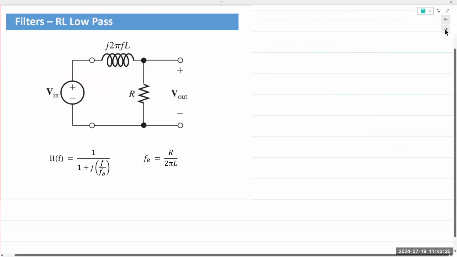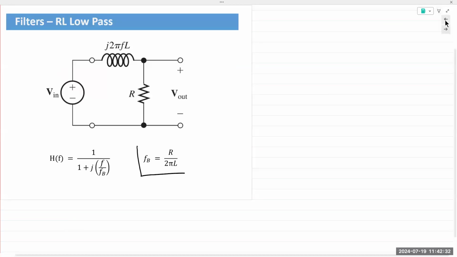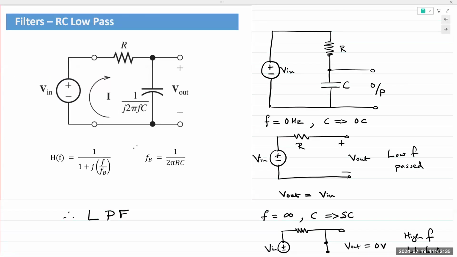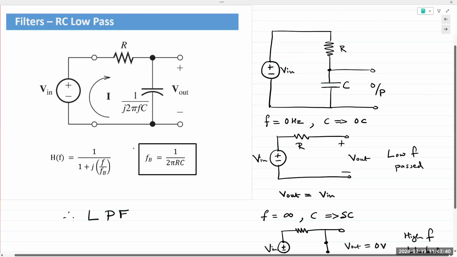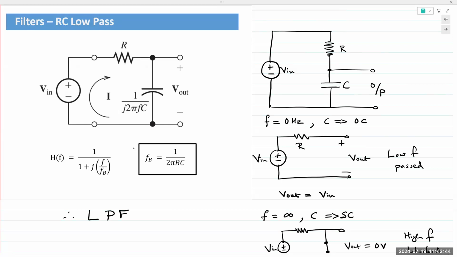So there are some equations for the transfer function and the break frequency. Break frequency is a constant and it depends on the values of the resistor and the capacitor. FB for an RC circuit is always 1 over 2 pi RC. Transfer function magnitude is also not a constant, but it depends on incoming frequency F. So H of F is 1 over 1 plus j F over FB. Okay.